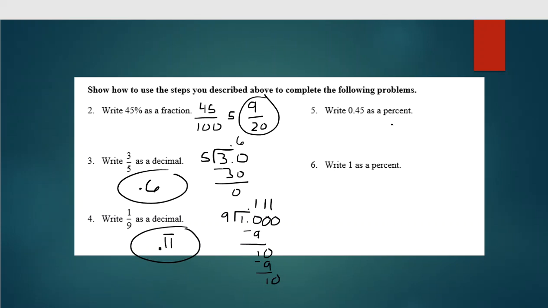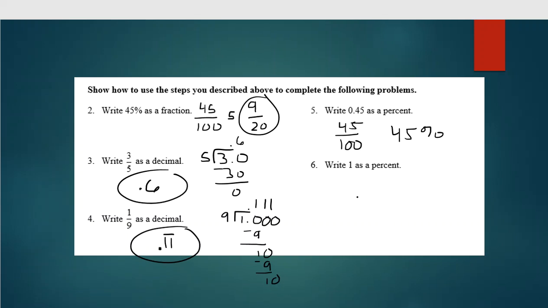Okay, write 0.45 as a fraction. Well, to write this as a fraction, 0.45, when we look at this, this is really just 45 hundredths. So if we can say it using place value and then write it, 45 hundredths now makes it really easy for us to write the percent, because anything out of 100 can be written as a percent. So 45 hundredths is really 45%.